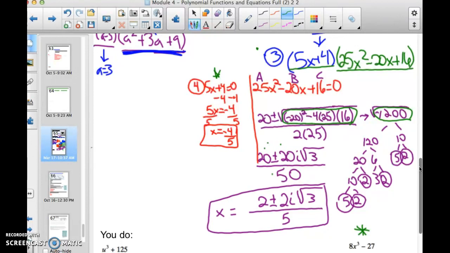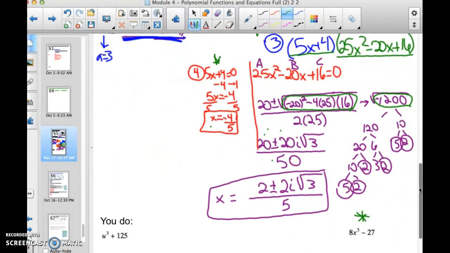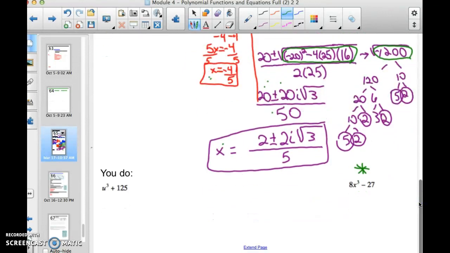So my final answer, one of my solutions is x equals negative 4/5 here. And then the other two solutions are x equals 2 plus or minus 2i radical 3 over 5. And if you notice, the highest power was 3. And I was looking for three solutions, and I found all 3. 1 right there and 2 right here. Good. Go ahead and pause the video then.